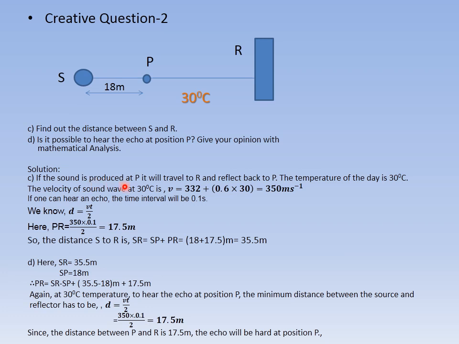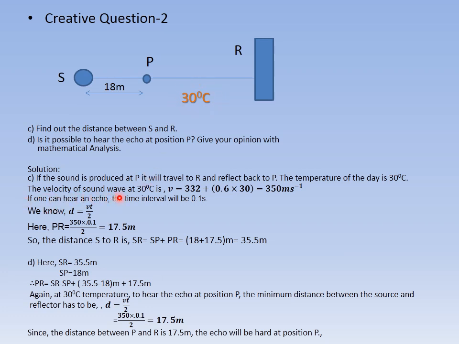What is the solution? If the sound is produced at P, it will travel to R and reflect back to P. The temperature of the day is 30 degrees centigrade. Now we are considering that if the sound is produced from this position, P, then the sound will go this way and come back from R. This is the distance of PR, and the temperature is 30 degrees centigrade.